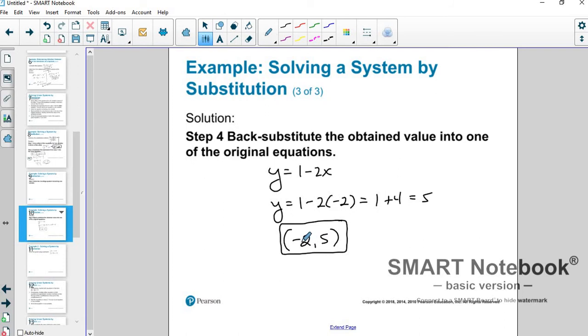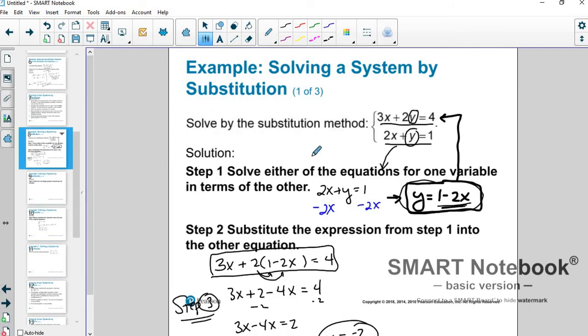That point works for both 3x plus 2y equals 4 and 2x plus y equals 1. Right? And you can check yourself by going back and plugging it into the other one if you want to. All right, that's not required, but if I plugged in the negative 2 here and I plugged in the 5 here, I'd get negative 6 plus 10, I get 4. So it does check. It's got to work for both, right? We already know it works for this one because that's where this came from.